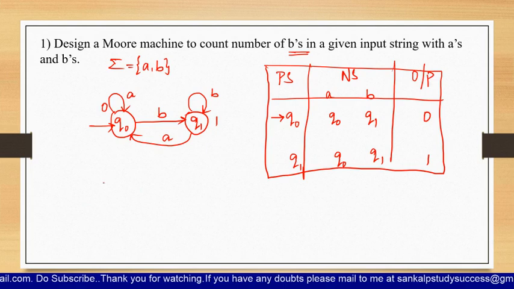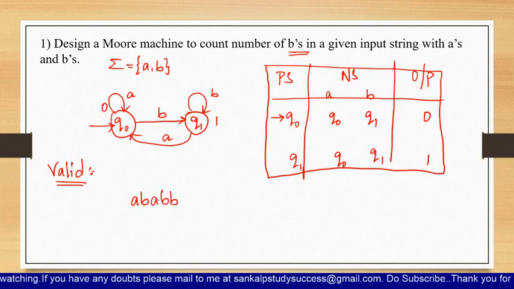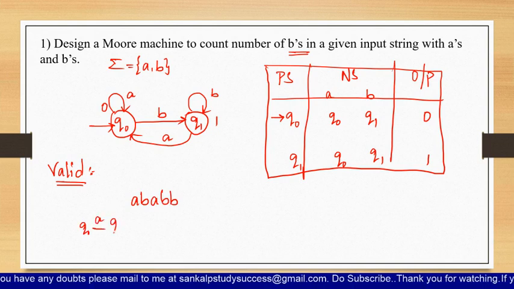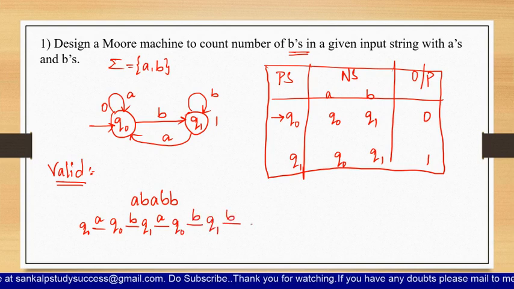Now let us see whether we are counting the correct number of B's or not. Let us take a valid string, let us consider ABABB. Now we are starting from Q0. If you apply A, it moves to Q0. If you apply B, it moves to Q1. Then apply A, because we process the string in order. For Q1, if you apply A, it moves to Q0. And if you apply B, it moves to Q1. And if you apply B, it moves to Q1.